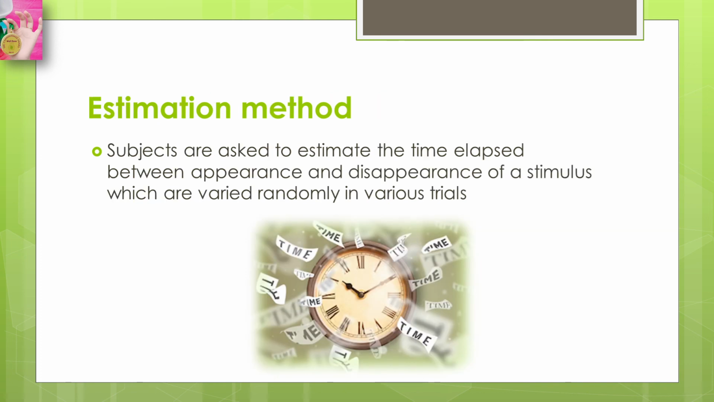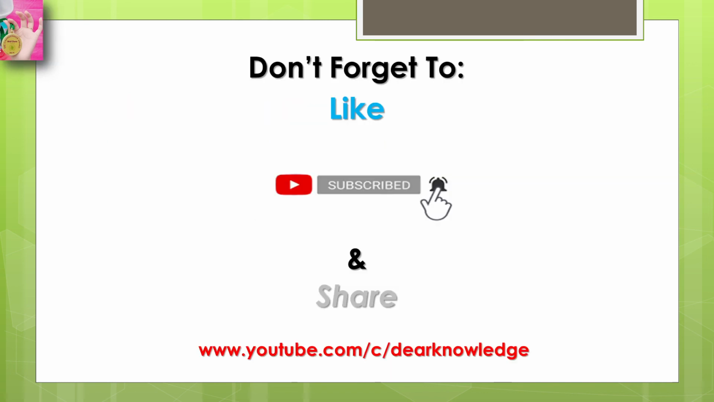Now, the next one, last but not least, is the estimation method. In this method, subjects are asked to estimate the time elapsed between appearance and disappearance of the stimulus, which are varied randomly in various trials. So, this was all about today's lecture.